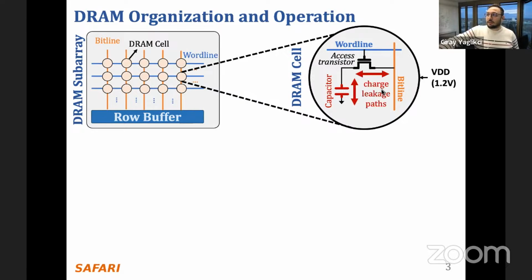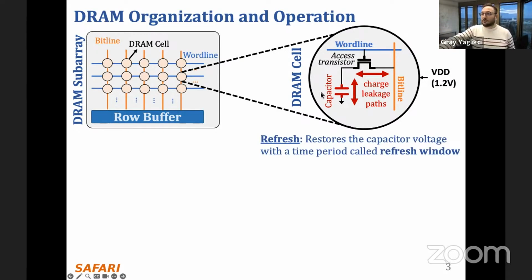Okay, and there are several charge leakage paths here around the capacitor, around the access transistor. So this is a volatile type of memory. Once you put the data here, it has a limited data retention time, and after some time it will lose the data. To avoid that, we perform these refresh operations that restore the capacitor voltage with a time period called refresh window.